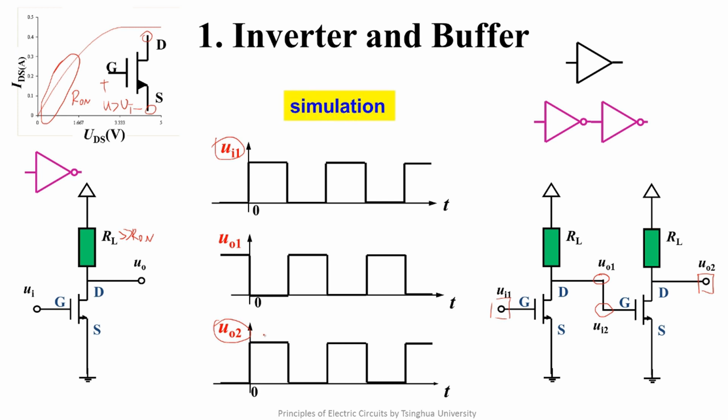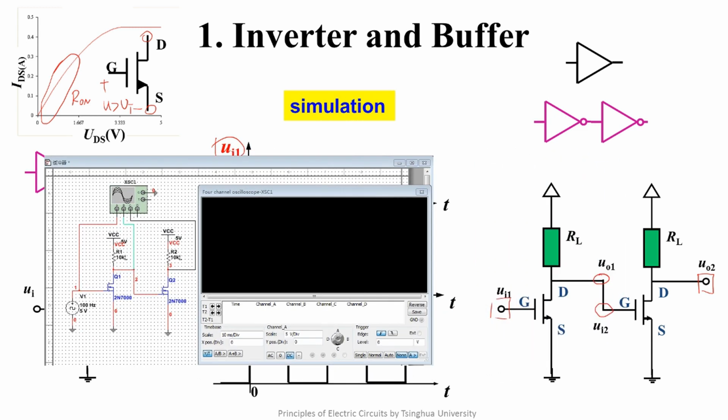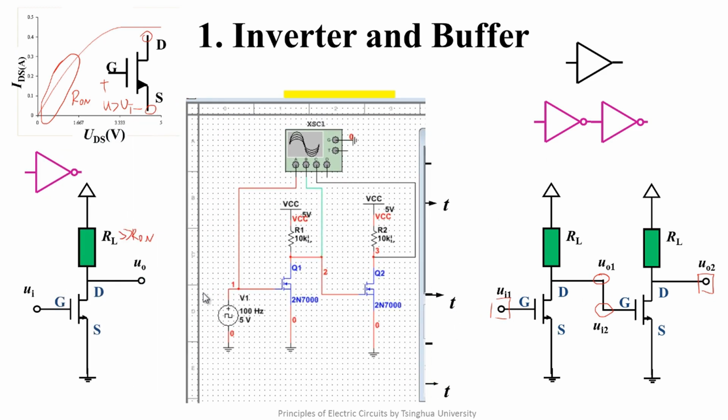Now we use a simulation to strengthen your impression. Well, this is a simulation of the buffer. Look at the circuit. This is a square wave signal. This is a 2N7000 MOSFET. This is a pull-up resistor with a quite large value. This is a 5 volts DC voltage source. This is the first stage inverter. The second stage inverter's topology and element parameters are the same as the first one. The two inverters form a buffer.